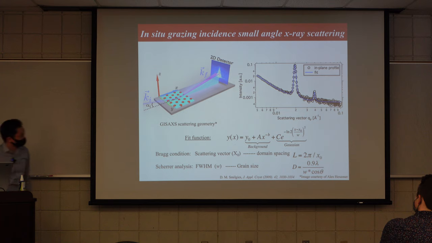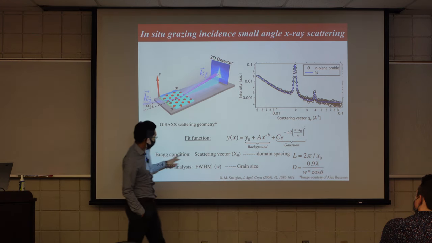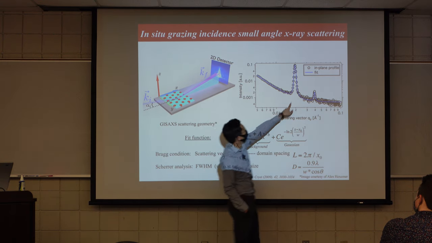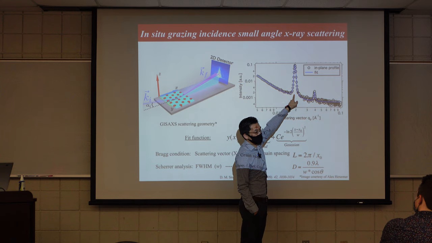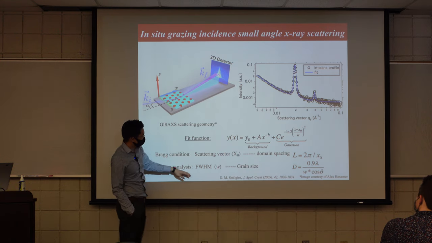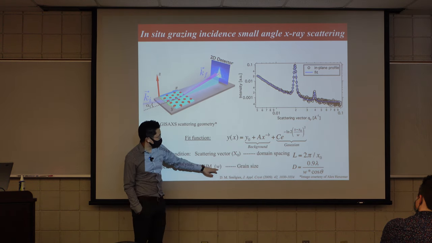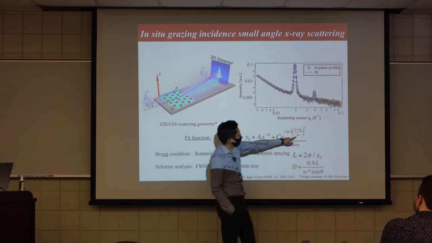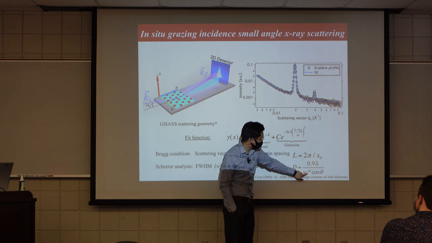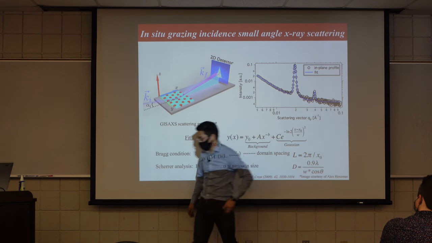So we can get two useful pieces of information. First is the scattering vector q, where the domains are. This is defined by the Bragg condition. Once you get a sharp peak, you know the average distance from one domain to the other. The other one is using the Scherrer equation to look at the grain size, by looking at the full width at half max, which is given by this fitting function W. Using this W and using the wavelength of the X-ray and scattering angle, you can see how well ordered your grains are.